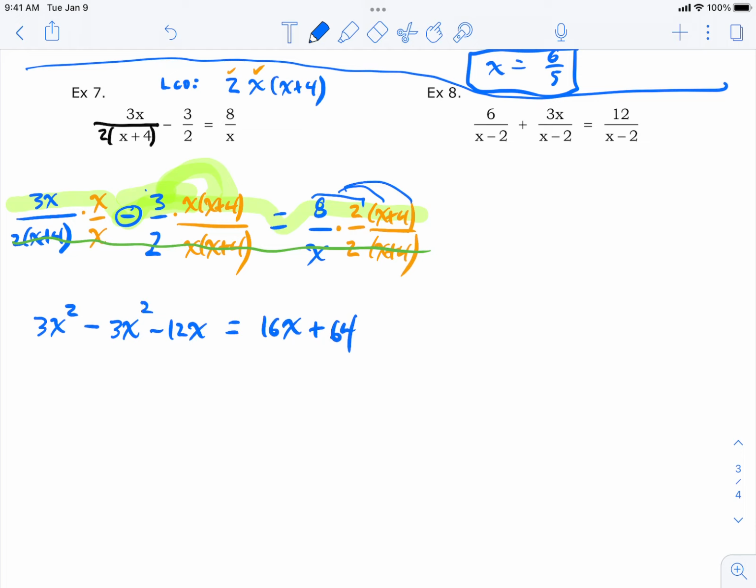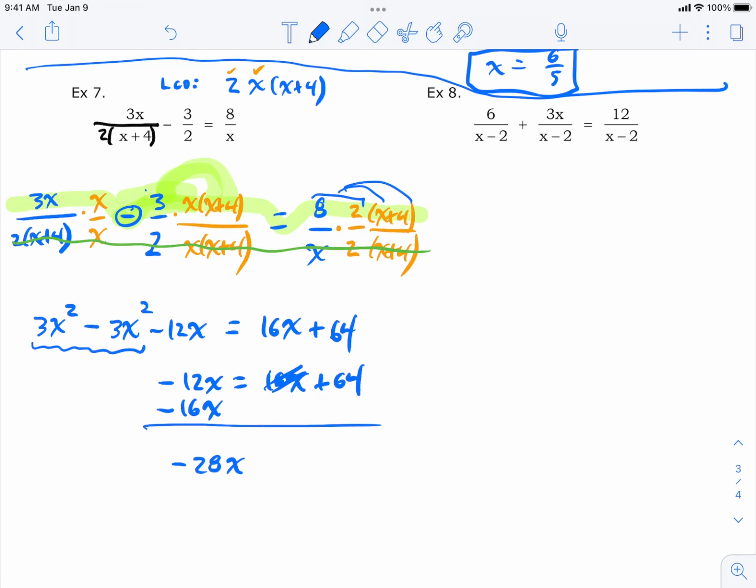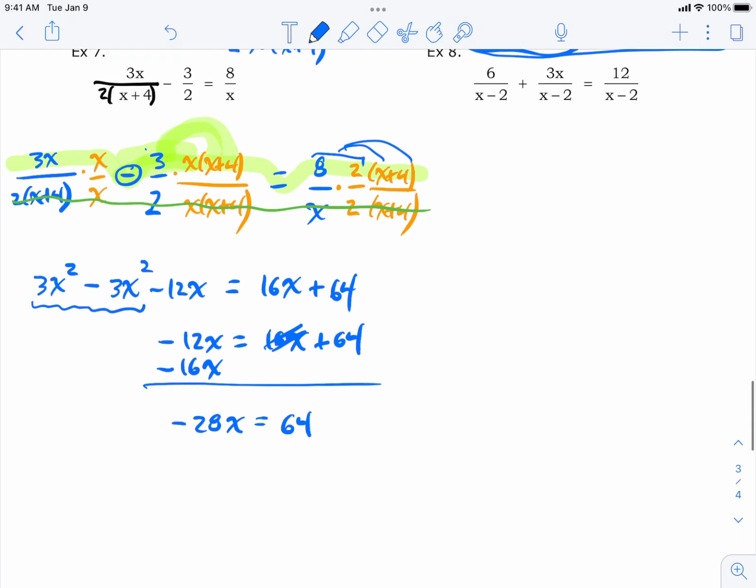Cool. Now, the x squareds were making me a little nervous at first, but luckily they're just going to cancel. 3x squared minus 3x squared, poof. So I've got a negative 12x on the left, and I've got a 16x plus a 64 on the right. What am I going to do now? I'm going to subtract 16x from both sides. So I've got negative 28x on the left equals 64 on the right.